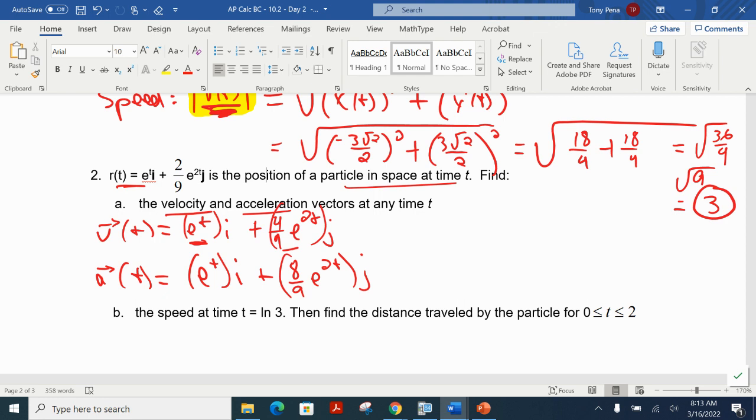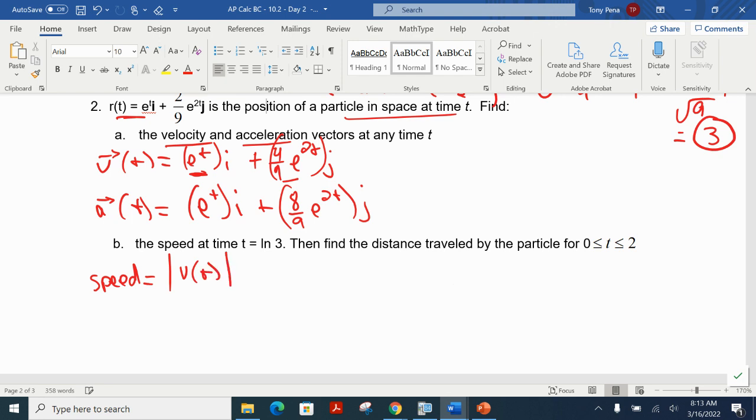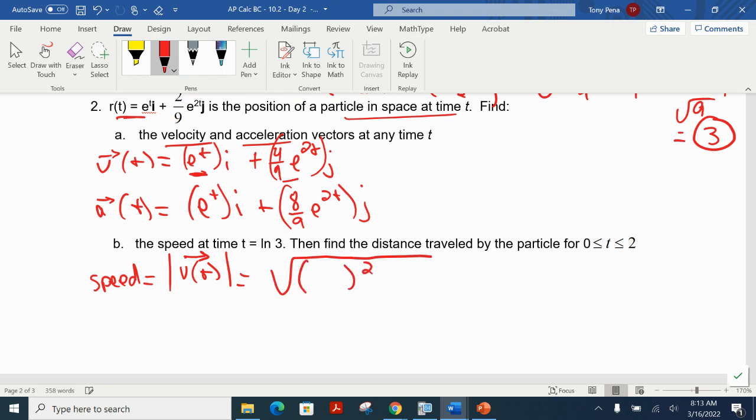And then b, finding the speed at the natural log of 3. So my speed, again, we used to say absolute value of velocity. We're going to use that same notation, but instead of saying absolute value of velocity, it is the idea that these are finding the magnitude of our velocity vector. Magnitude of a vector is the length. So we set up the whole x prime squared plus y prime squared underneath that square root. We want to do this at the natural log of 3.